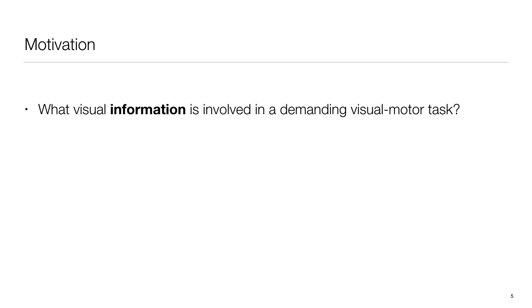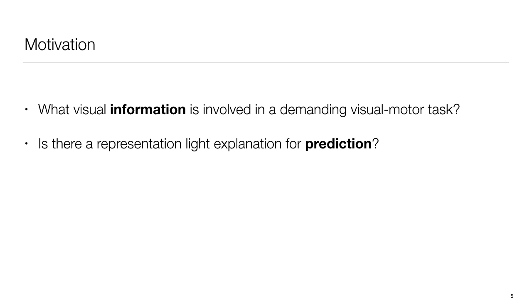Therefore, we would like to answer two major questions in this study. One, what is the role of visual information in action, and can we actually describe a mathematical relationship between the information and action, in terms of what type of visual information is sufficient for a specific task, such as target interception? And also, is there a representation minimal for prediction?